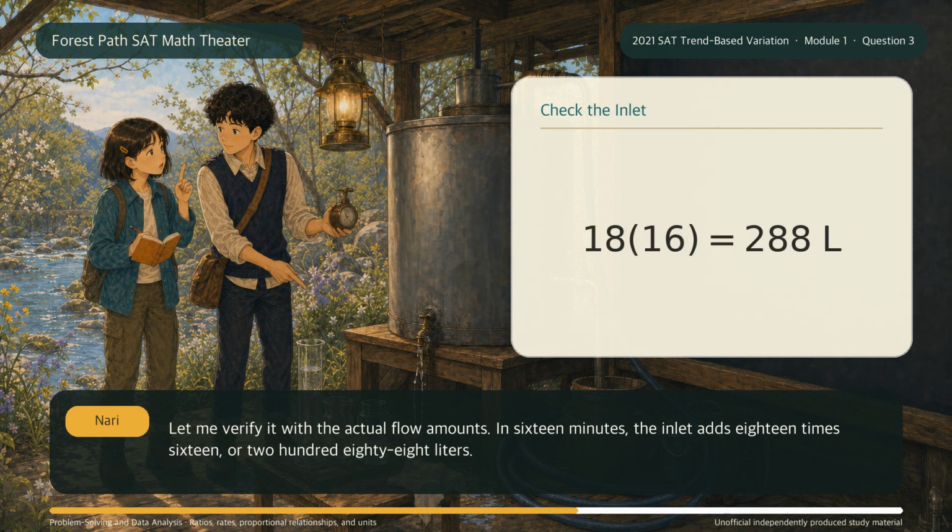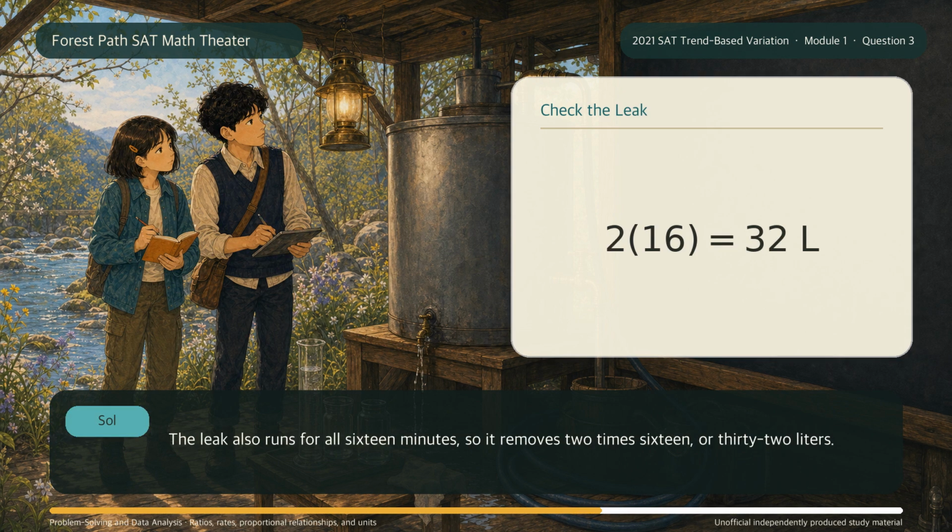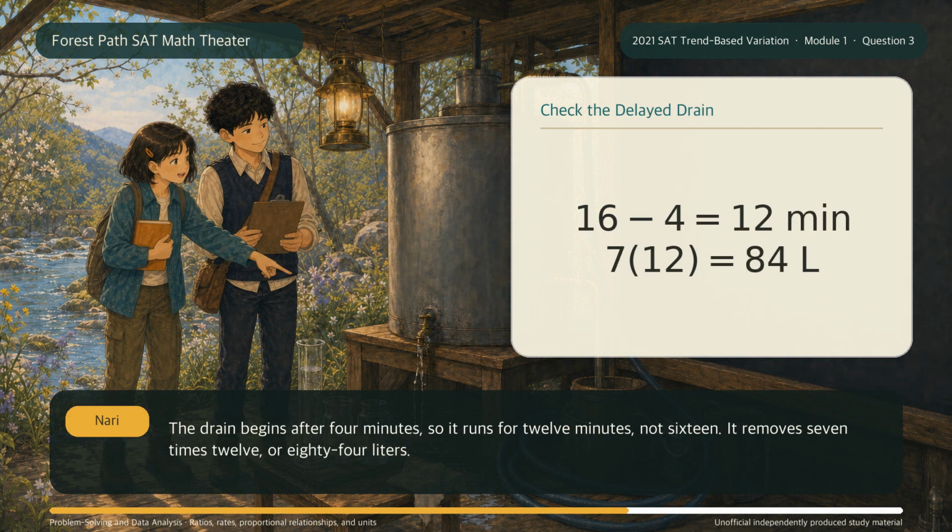Let me verify it with the actual flow amounts. In 16 minutes, the inlet adds 18 times 16, or 288 liters. The leak also runs for all 16 minutes, so it removes 2 times 16, or 32 liters. The drain begins after 4 minutes, so it runs for 12 minutes, not 16. It removes 7 times 12, or 84 liters.